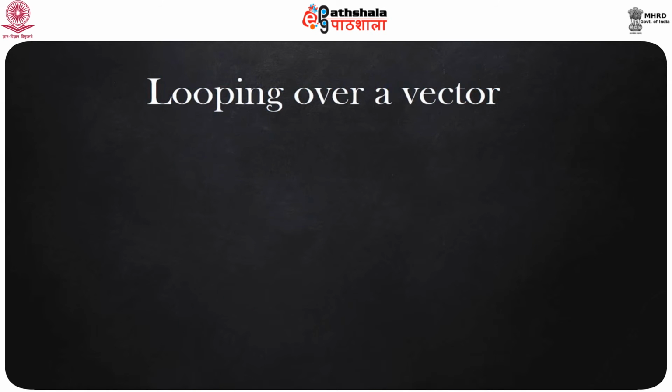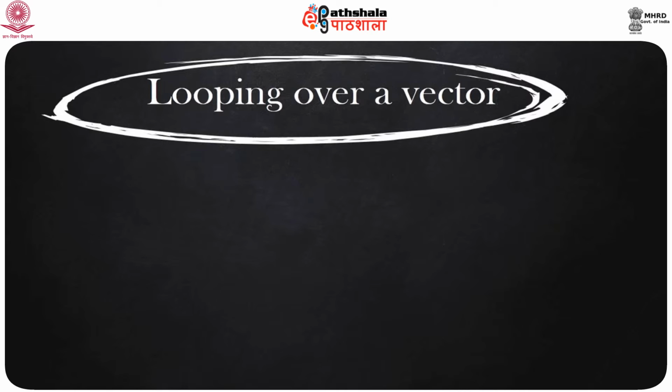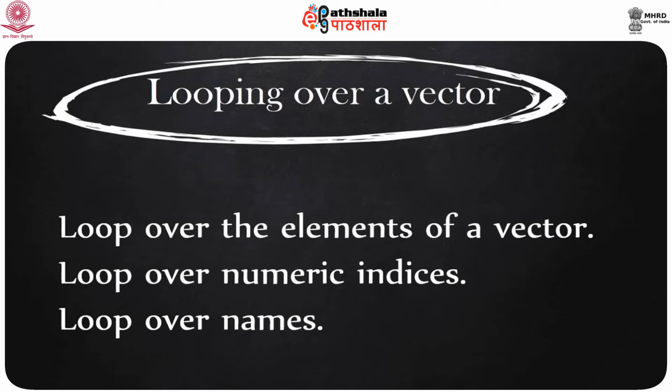Here come some ideas about looping patterns. In this discussion, we will primarily notice how these looping patterns are related to the arguments of the apply family of functions. Here you need to remember some of the basic ideas of looping over a vector. There are three kinds. Firstly, the one considering the loop over the elements of a vector. Secondly, loop over the numeric indices, and the third one is loop over the names.